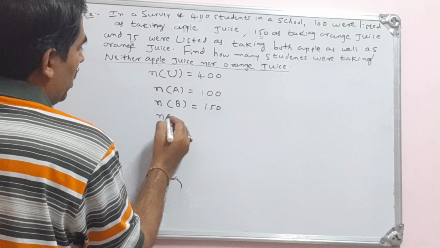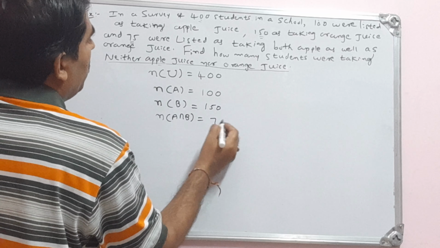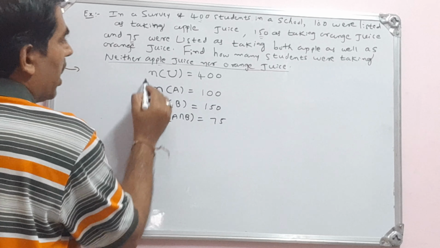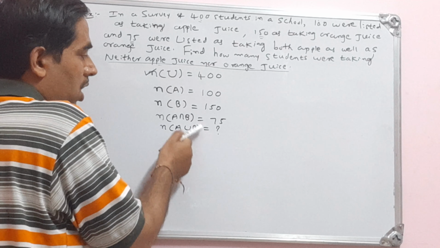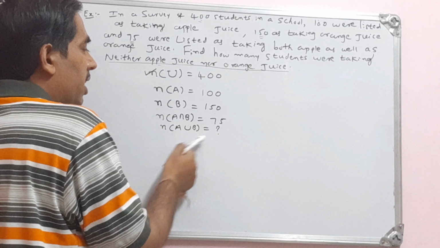75 were listed as taking both. Both means they like A intersection B, so that will be 75. Out of these 400 surveyed students, 100 like to drink apple juice, 150 like to drink orange juice, and the students who like both the juices are 75. Then we don't know what A union B is. This is a very important thing here. We have to find the number of students in A union B; this is the unknown.